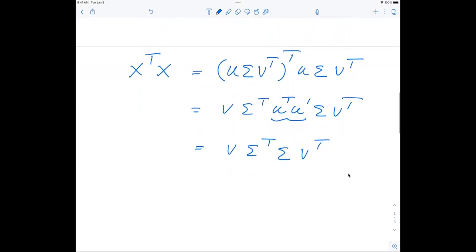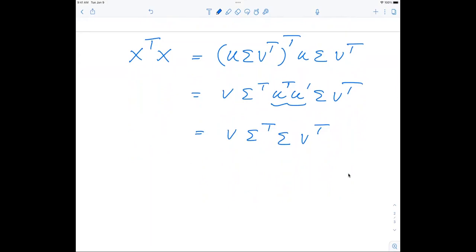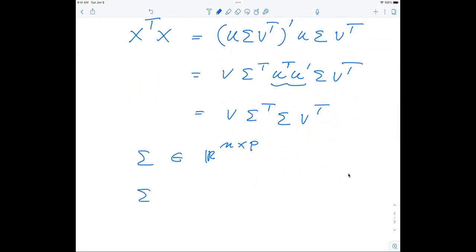Now, if we look at the matrix Sigma, just to remind you, it has dimensionality n times P. So that means that if I take Sigma transpose times Sigma, that has dimensionality P times P. Notice that we are obtaining a matrix X transpose times X, which has the right dimensionality, because X transpose times X has dimensionality P times P. So we are getting a matrix which has the correct dimensionality here.